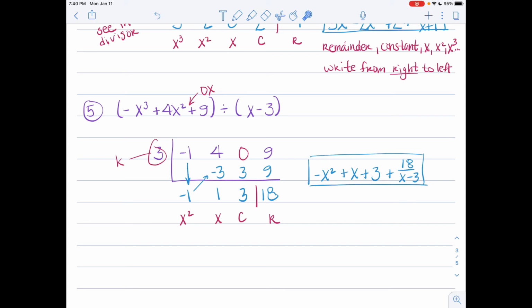So using that and putting our constants and variables back together, I have a negative 1x squared that I would just write as a negative x squared. 1x gets written as a plus x, plus 3, and then finally plus 18 divided by x minus 3, my divisor right here, as the final answer.